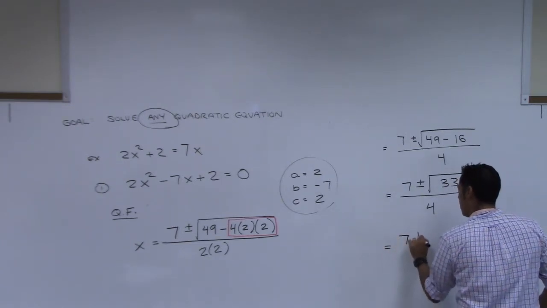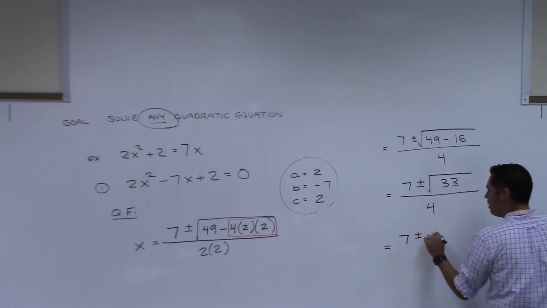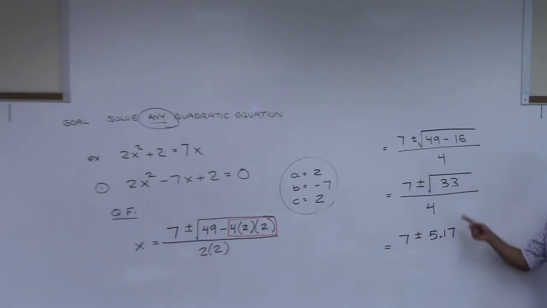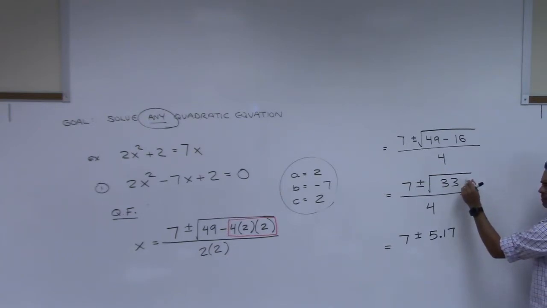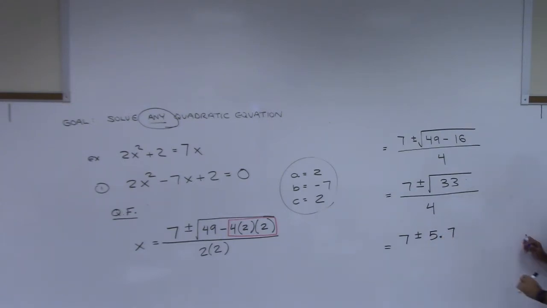So 7 plus or minus. Now, what is the square root of 33? Approximately what? 5.17? Good enough? So notice on my next line, is that right? 5.7. Yeah, I was going to say that didn't seem right.